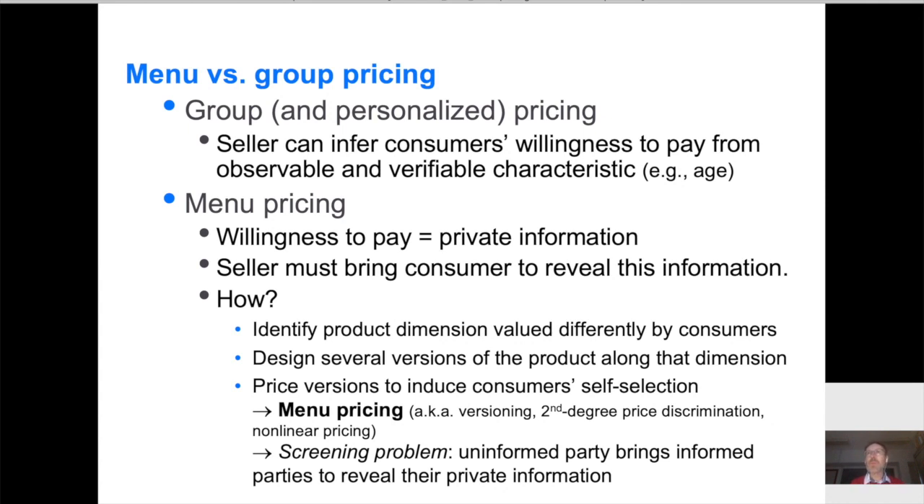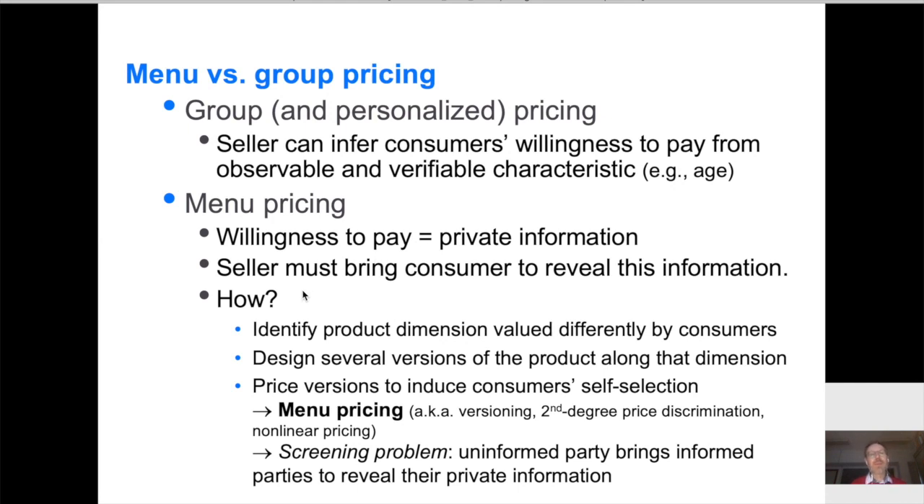Now, there are many situations where the characteristic that matters in terms of how much consumers are willing to pay is not directly observable. There is no card or anything you can observe to put consumers in different segments and charge different prices for these different segments. So basically, the willingness to pay is said to be private information of the consumers. It's information that the consumers have, but the seller doesn't have. So there is asymmetric information, and how can the seller cope with that?